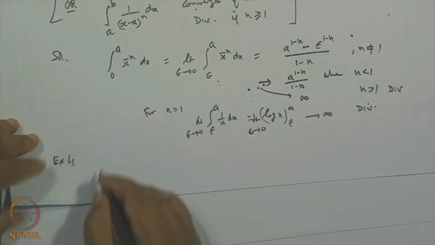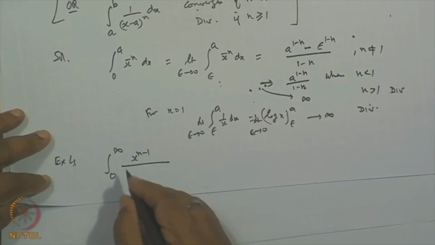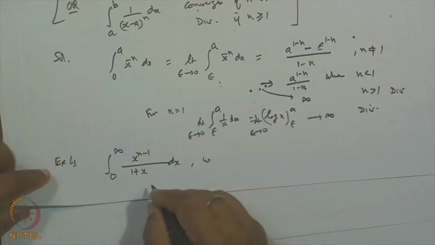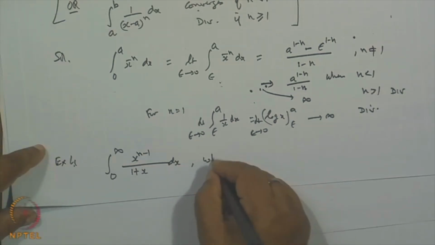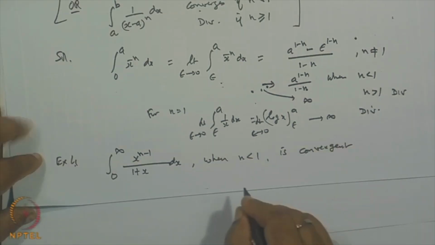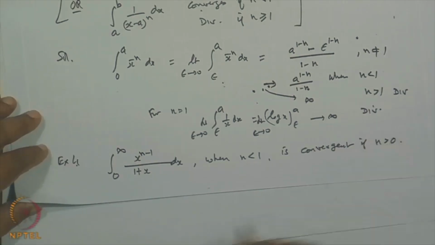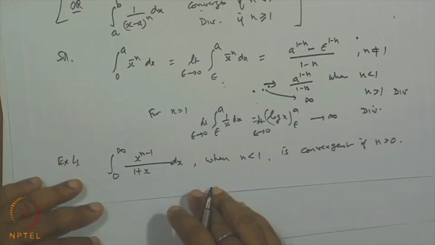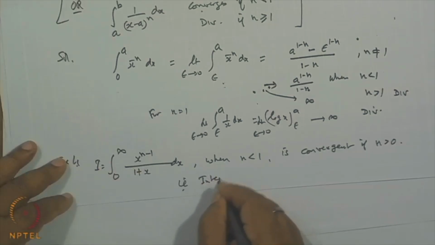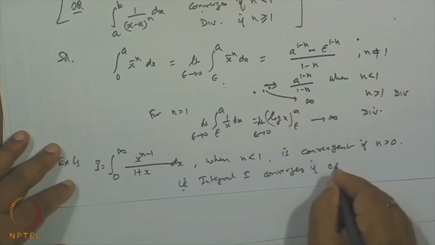suppose I take this integral from 0 to infinity of x to the power n minus 1 over 1 plus x dx. This integral is convergent if n is greater than 0 and n is less than 1. It means this integral I converges if n lies between 0 and 1.